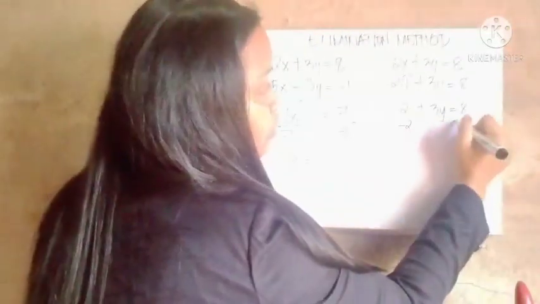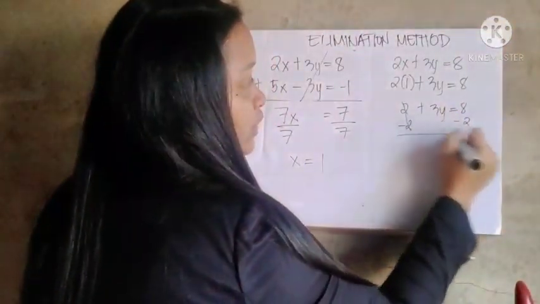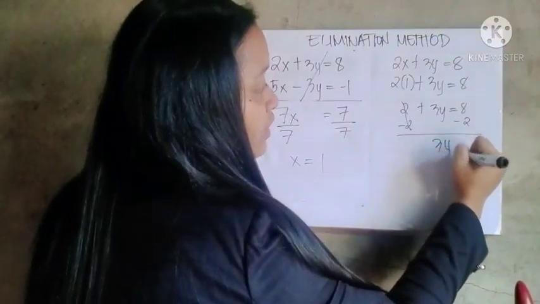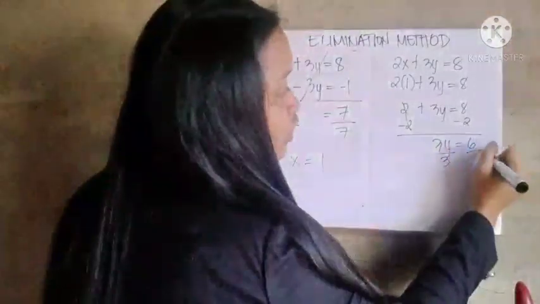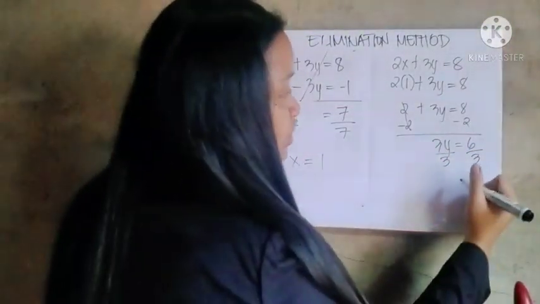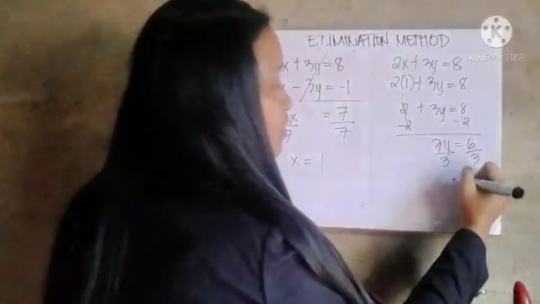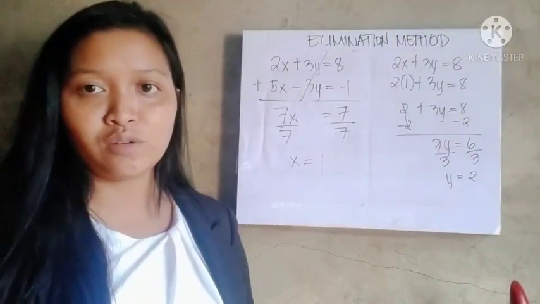Now, subtract both sides by 2 to eliminate this one. So, 3y is equal to 6. Then, divide both sides by 3 to find the value of your y. So, 6 divided by 3 is equal to 2. So, the value of your y is equal to 2.